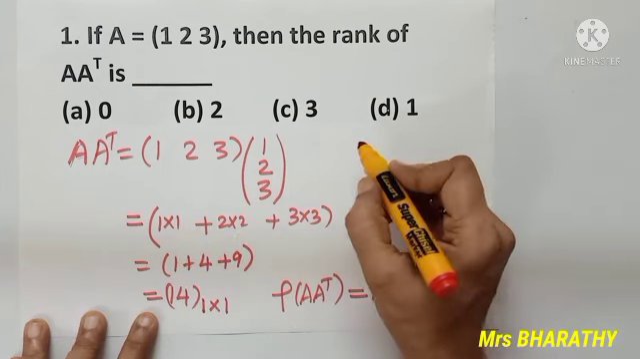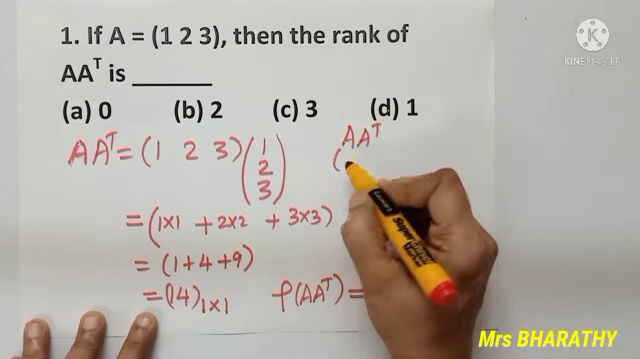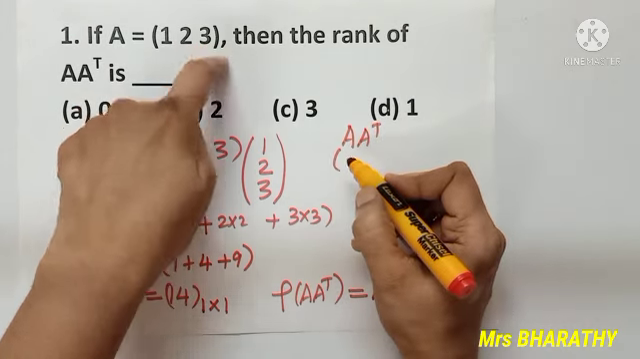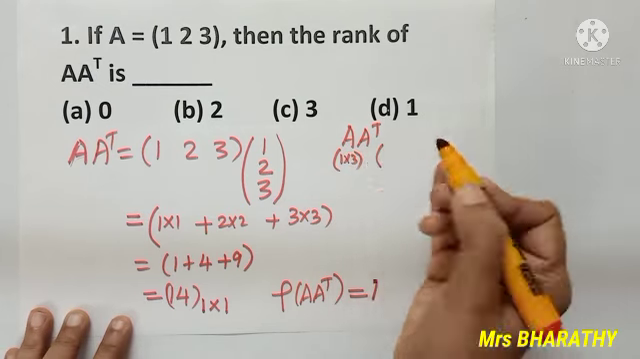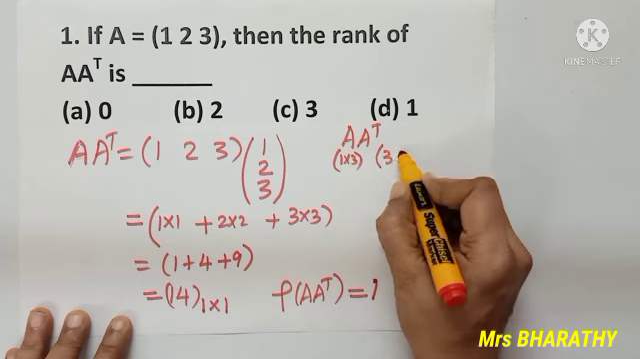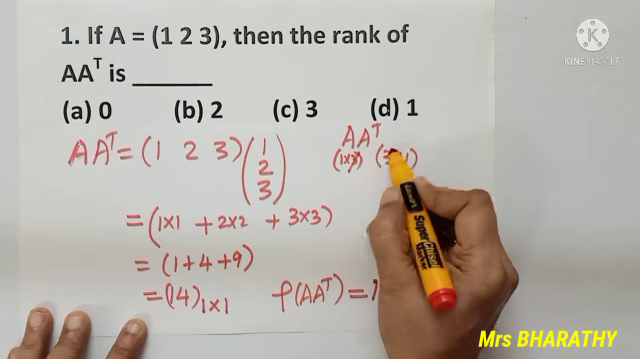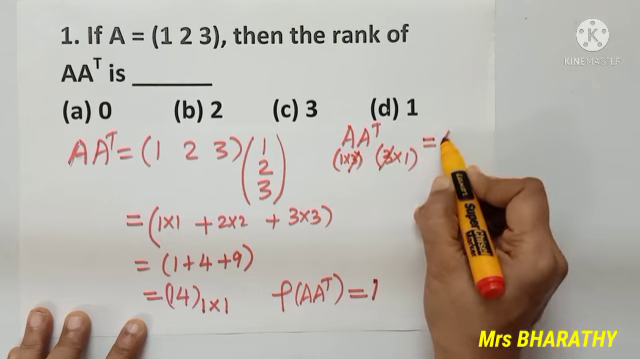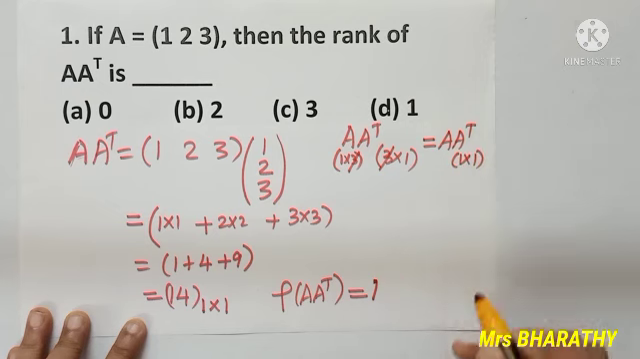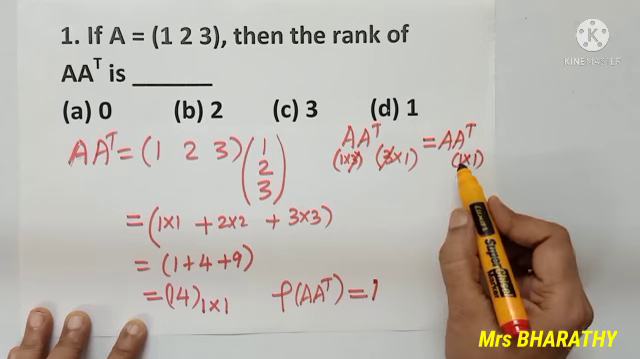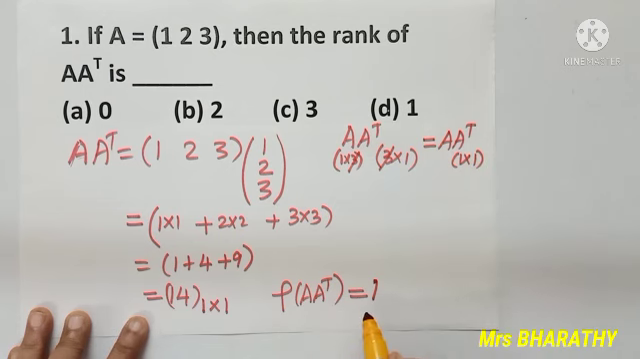You can simply say, A transpose A: the rank is 1 row, 3 columns, 1 by 3. A transpose by interchanging is 3 by 1. So when I multiply, the number gets cancelled. My answer for A transpose A will be 1 by 1. It has one row and one column. Immediately you can say the rank is 1.